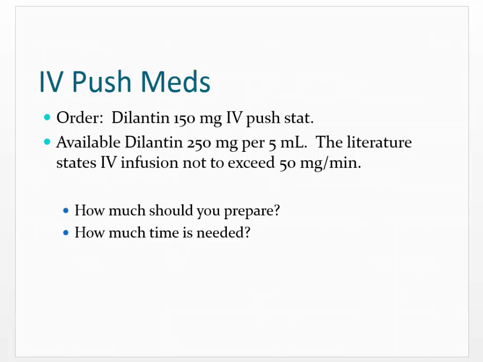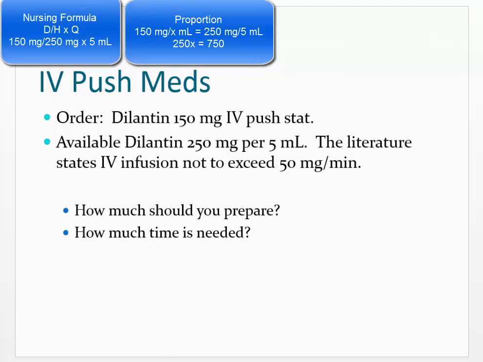For this IV push med, the order is 150 milligrams. We have available 250 milligrams per 5 milliliters, and the literature tells us that the infusion should not exceed 50 milligrams per minute. Our first question is how much we should prepare. This is a basic dosing question, and it can be done by proportion, by nursing formula, or by dimensional analysis.